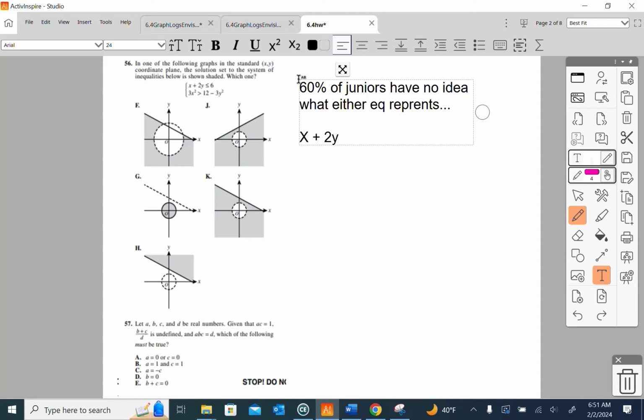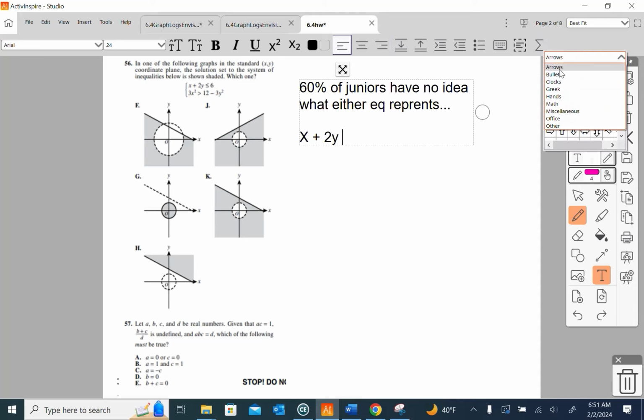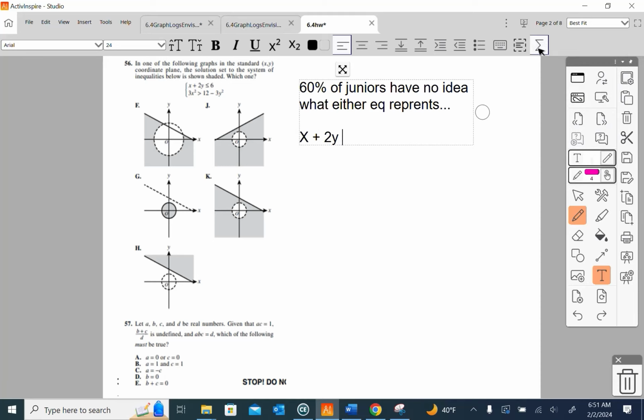X plus 2y being less than or equal to 6 is obviously a line. It's doing that to me. Love it. New laptop still doesn't work right. That was greater than or equal to. Plus or minus symbol. You know what? We're just going to do this. Not going to mess with it. That's a line.